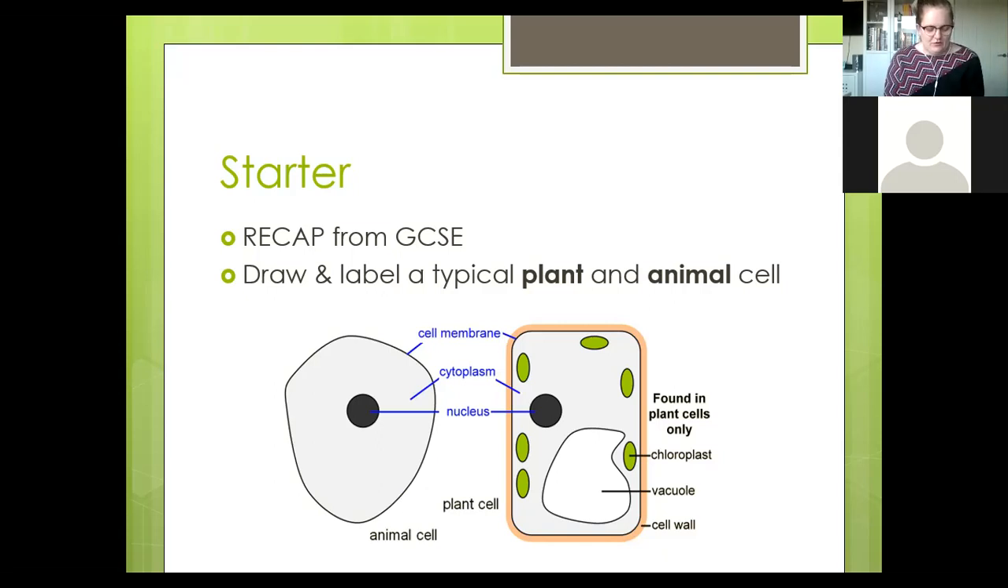Fungal cells are also very similar to plant cells, but they have two key differences. Their cell walls aren't made of cellulose, they're made of chitin, and they don't have chloroplasts because they don't photosynthesize. So our fungal cells would make up organisms such as mushrooms and yeast.